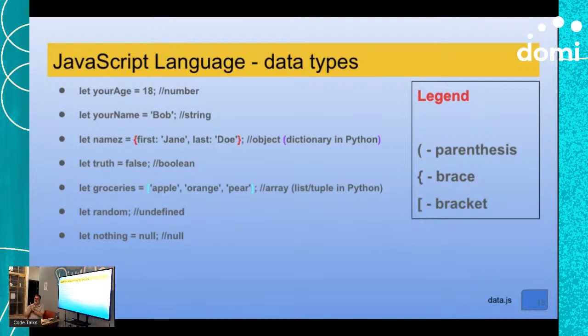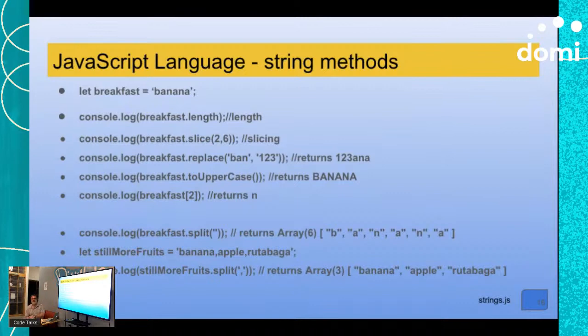We have different methods that we can do with strings. So we have things that we can do with this data. We're starting with a variable called breakfast, and for breakfast today, I had a banana. Notice that I changed my keyword from var to let. You really should use let more often, but var is okay too. In this case, I just use let. So one of the things I can do is find out how long that text string is, and I can do that with length.